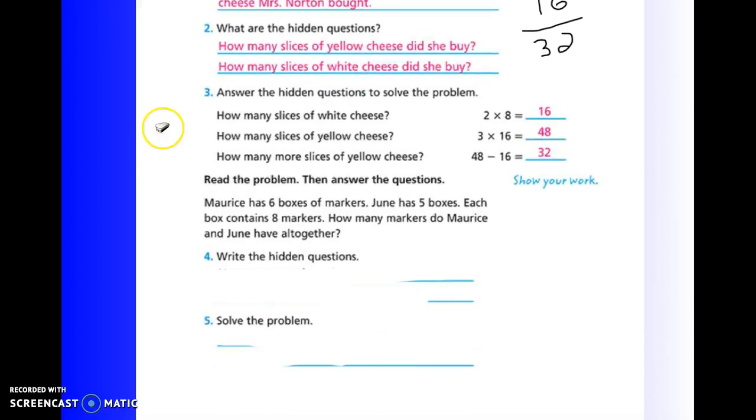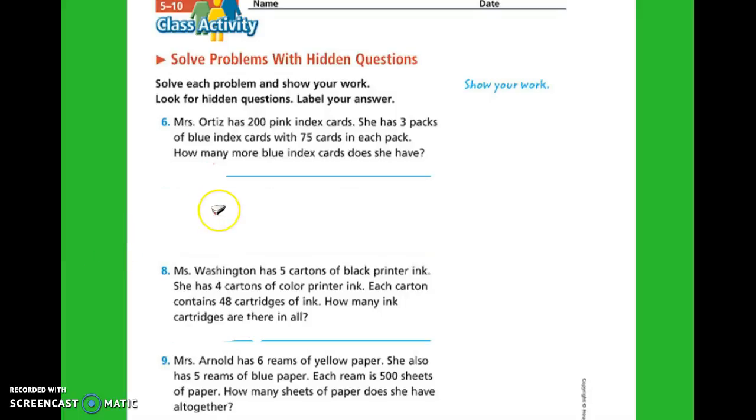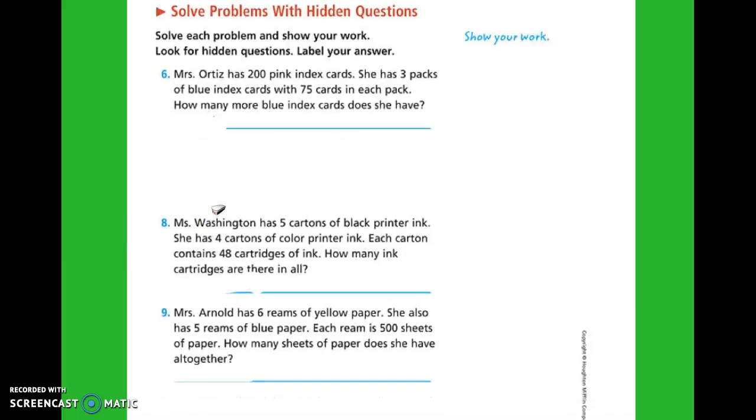You just have to figure out that you need to solve those to solve the question. Okay? All right, so let's practice this with another question here, and then we'll have you do a couple on your own. So it says, Mrs. Orts has 200 pink index cards. She has 3 packs of blue index cards with 75 cards in each pack. How many more blue index cards does she have?